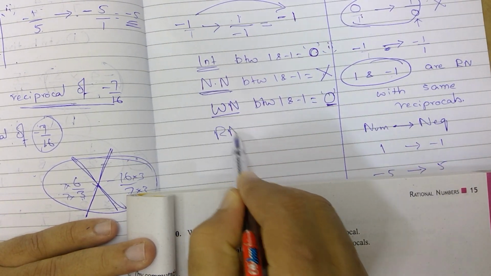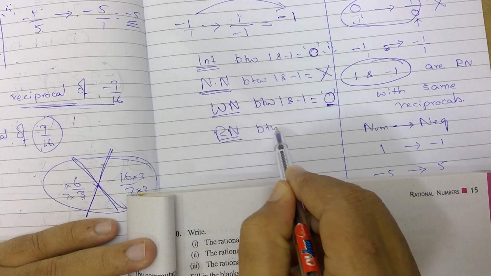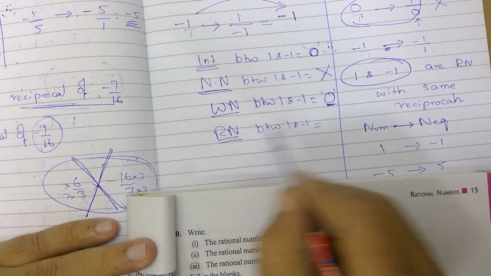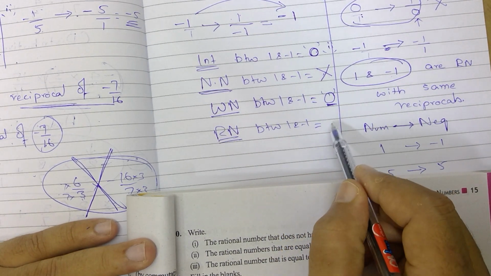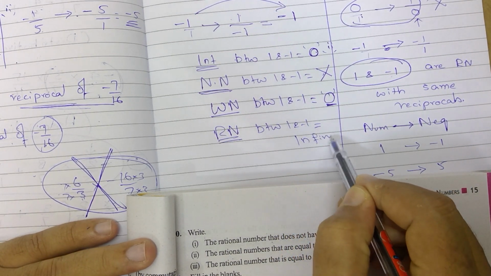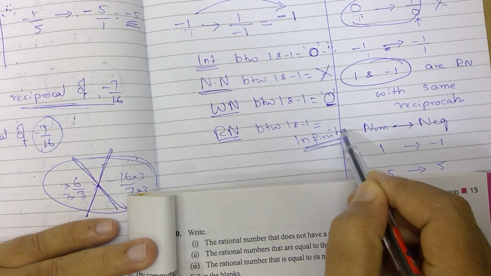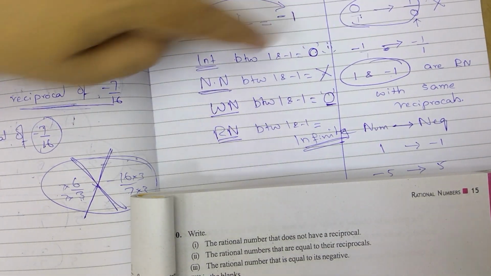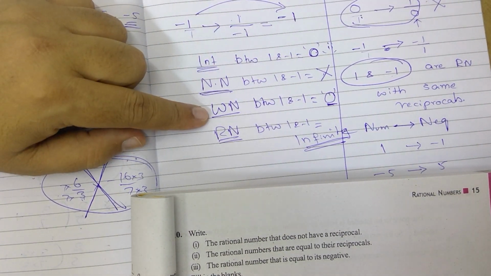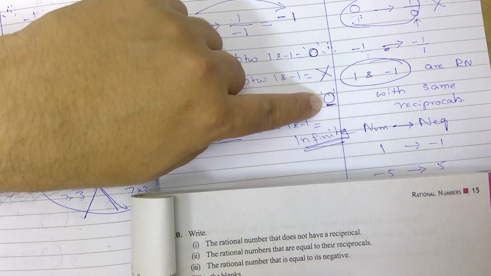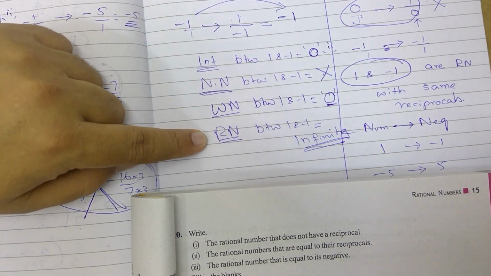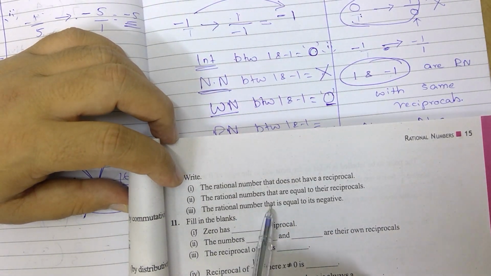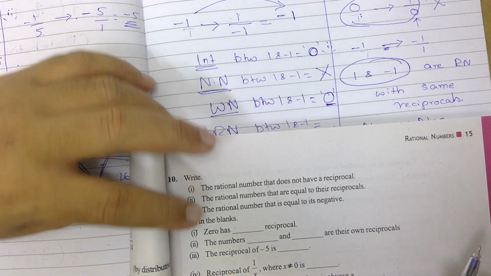And rational numbers between 1 and minus 1, I will explain in the next video. Rational numbers in p by q form between them are infinite. So rational numbers are infinite, but integers only 0. Natural numbers none. Whole numbers, yes, we have one number, that is 0. Rational numbers infinite.